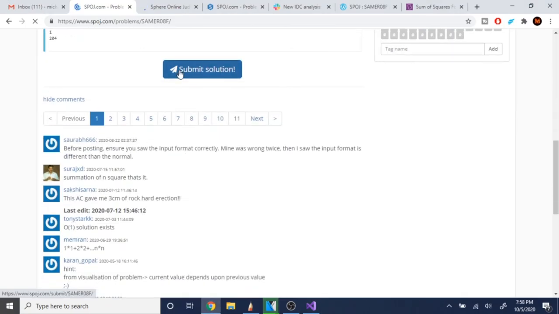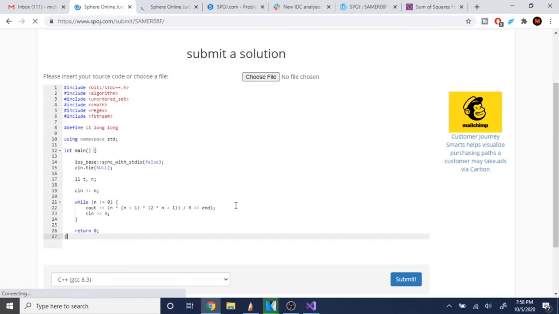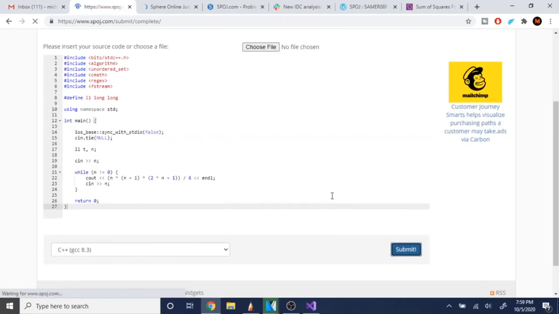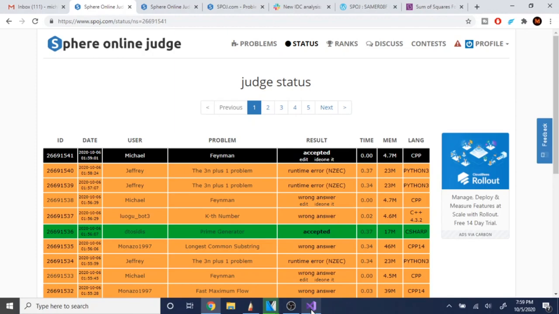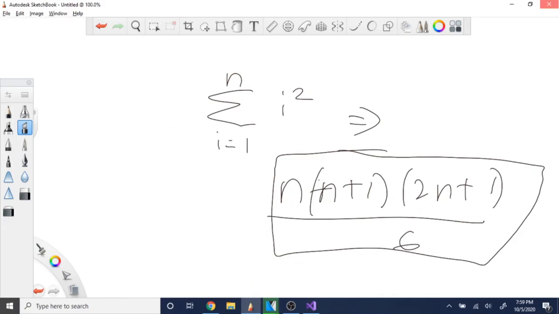Yeah. So, I mean, it didn't do anything. But yeah, okay, let's try this now. That was a very strange... Yeah, now it got accepted. Okay, yeah. That was a very weird input statement. I didn't expect that. But yeah, that's basically how you do this problem.